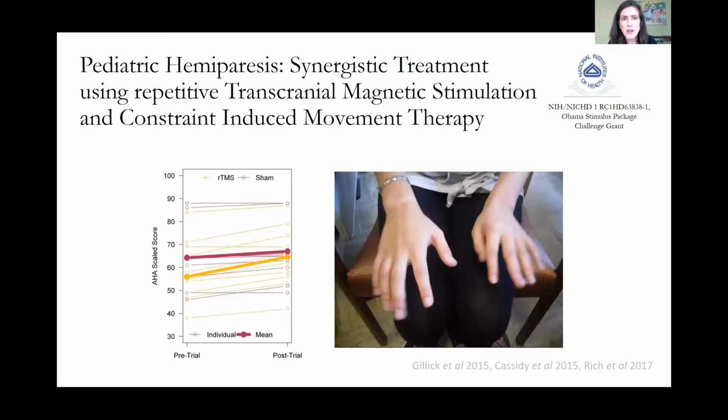And through this, we saw a significant improvement in hand function between those children who received the real brain stimulation and those who received the sham brain stimulation. And so that improvement lends well to what they can do from a functional perspective with their activities of daily living and moving on to their own personal goals as they grow.